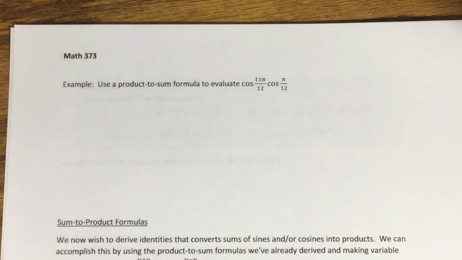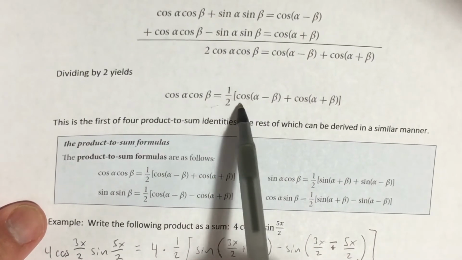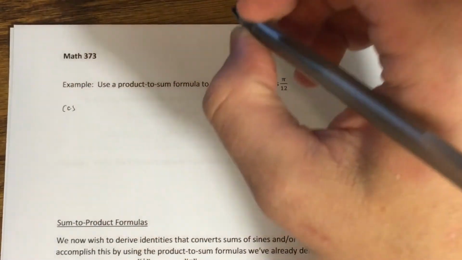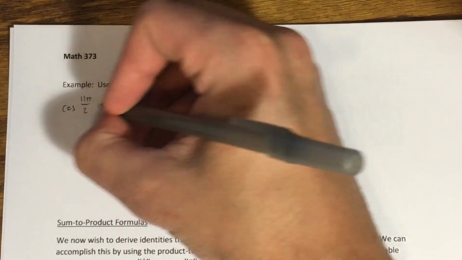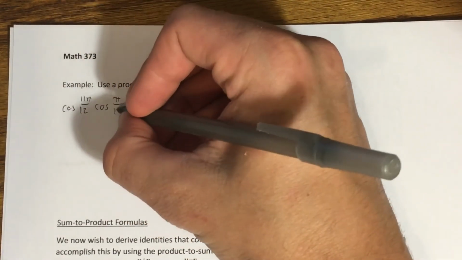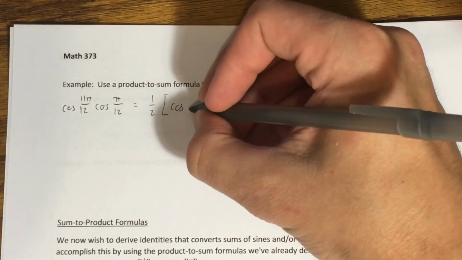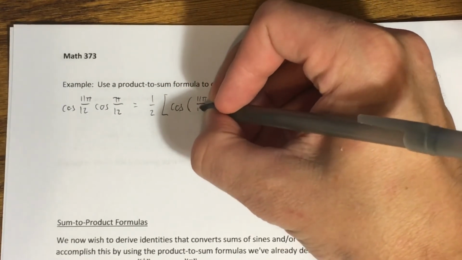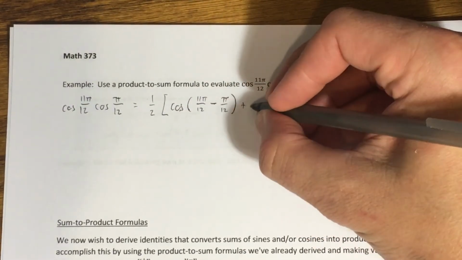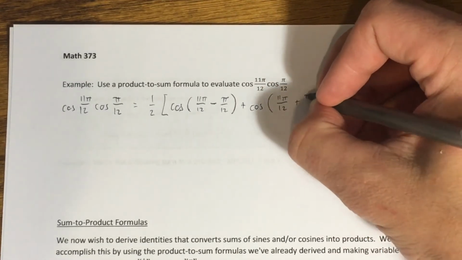But look at this, the identity that we just derived: 1/2 times cosine of the difference of those angles plus cosine of the sum of those angles. So cosine of 11 pi over 12 times cosine of pi over 12 is equal to 1/2 times the cosine of the difference between those angles, 11 pi over 12 minus pi over 12, plus cosine of the sum of those two angles, 11 pi over 12 plus pi over 12.